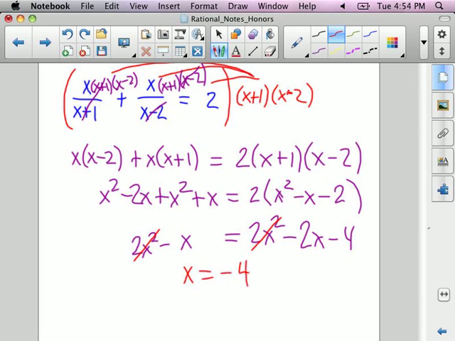So if we look at our restrictions on this problem, the numbers that would have been bad for x in the original, we would have had x can't equal -1, and x can't equal 2. So we are good with our -4. That was not in the restrictions, and that is our answer. So blasting the fraction is a really good method to use to cancel out our denominators and solve a problem nicely.